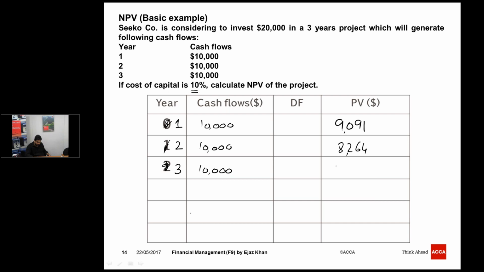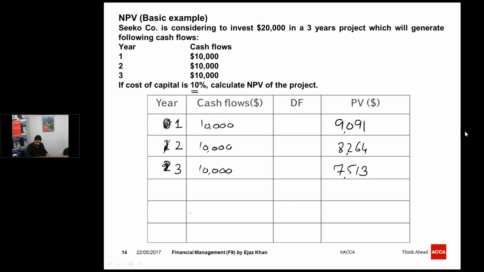It's 9091, 8264, and 7513. So these are the maximum amounts that Seco company should invest against these $10,000 to be received in year 1, 2, and 3. So can I have the total of these 3 cash inflows?